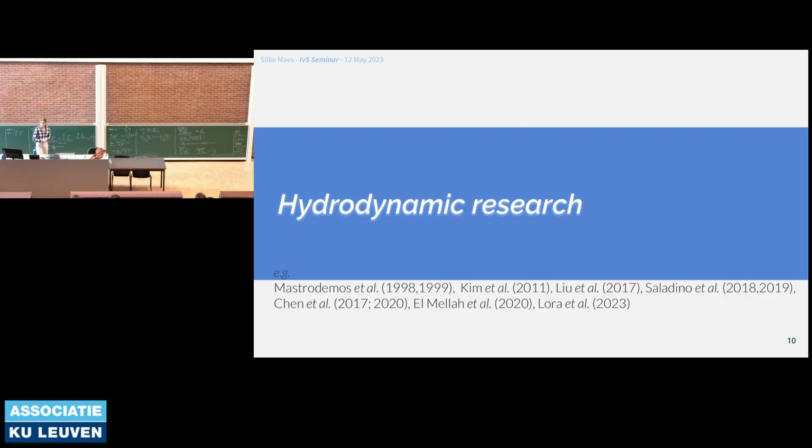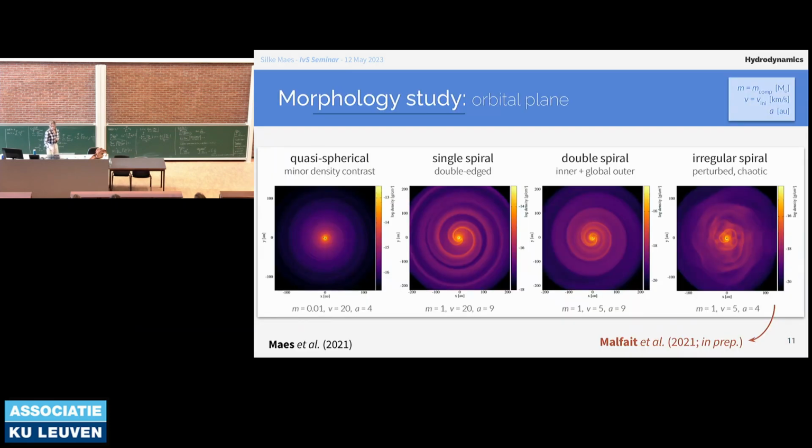But first, let us have a quick look at the hydrodynamic research. We're not the only ones doing this. There are also many other people who have modeled these AGB stars with their outflow, where they include a companion. From these models, we already get some interesting results which we can really start from and work on further. So for example, these are some figures that I published in my first paper.